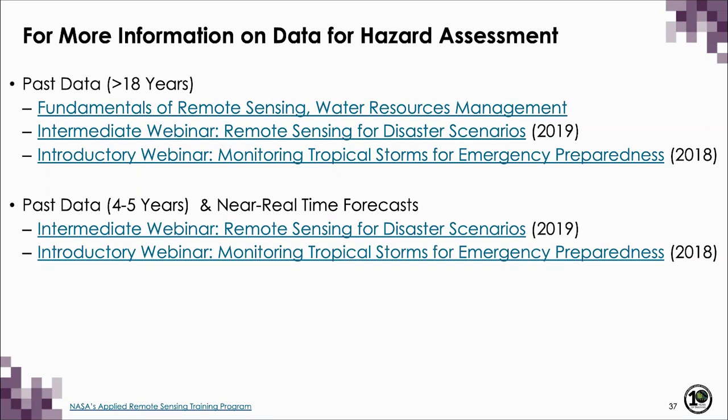This is a list of ARSET webinars that were conducted in the last 2 years. All the data sets that we talked about, the past data, as well as near real-time and forecast data, are described in these webinars in great detail. Also, the satellites and sensors we talked about, such as MODIS from Aqua and Terra, TRMM, GPM, SMAP, even SRTM, which is the Shuttle Radar Topography Mission. Models such as GLDAS and MERRA and GEOS 5 are all described in this webinar. These two webinars, remote sensing for disaster scenarios and monitoring tropical storms for emergency preparedness, provide information and details of the data sets themselves and how they are applied for these different applications. So we recommend that you review these webinars for detailed information about satellites, sensors, models, and data sets.